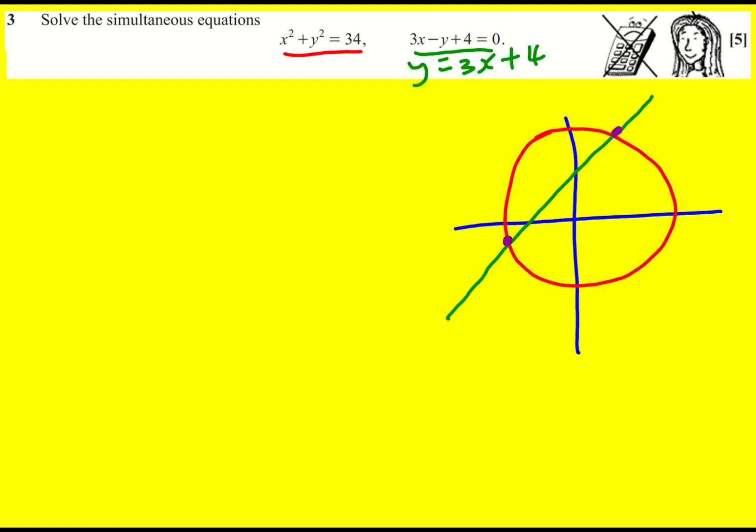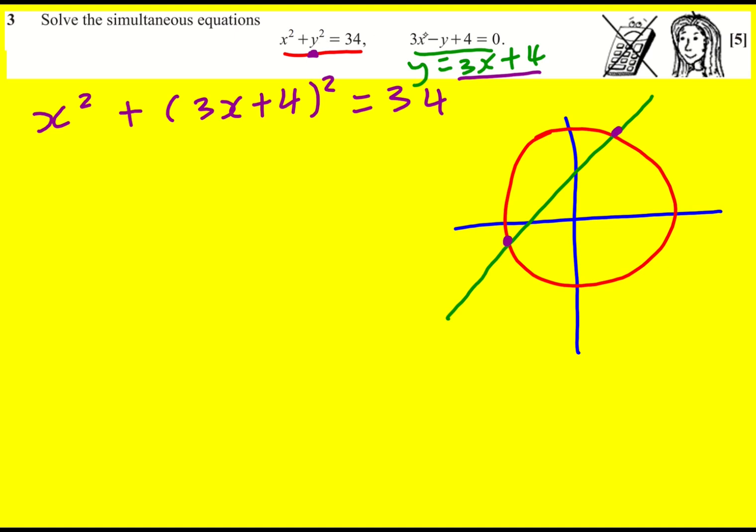Because I can replace this y here by this 3x plus 4, because they take the same value at this point. Therefore, my first line would be x squared plus (3x plus 4) squared equals 34. I've chosen to replace y. It's just a little bit easier because then I've got no fractions involved. I could do x instead, but then I'd have to divide by 3. It's just going to be more awkward. So y is definitely the one to go with.